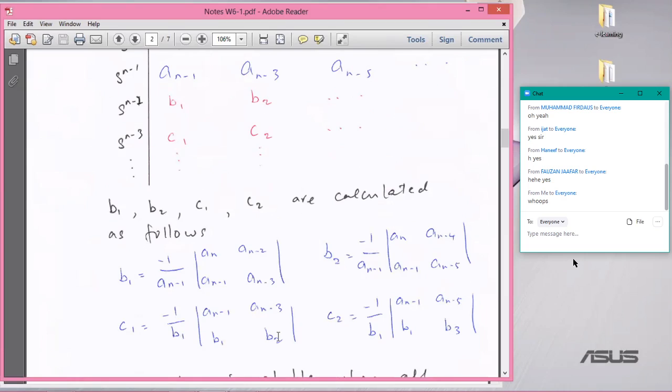The first column of the determinant is also the same. In this case, you look two rows above: an minus 1, B1. It is the same for C1 and C2, an minus 1 and B1. You only change the second column. The second column, you look one column to the right. So for C1, you take an minus 3 and B2. And for C2, the second column of the determinant, you look one column to the right: an minus 5, B3. So this is a pattern.